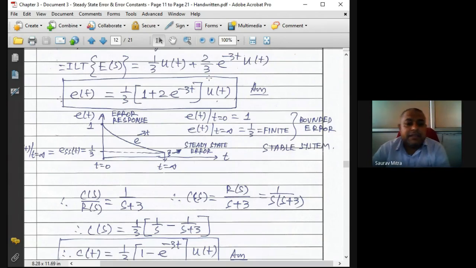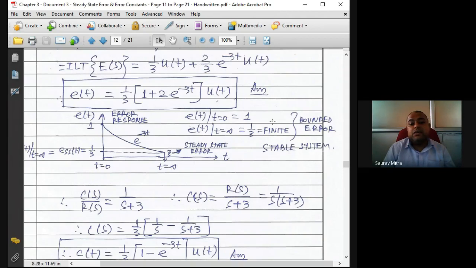So what is meant by steady state error? At steady state, you have to substitute t equal to infinity. So if you substitute t equal to infinity here, this part, that is 2 e raised to minus 3t, becomes equal to 0, because e raised to minus infinity becomes equal to 0. So what is the value of e(t) at t equal to infinity? The answer is 1 by 3. So you can check here.